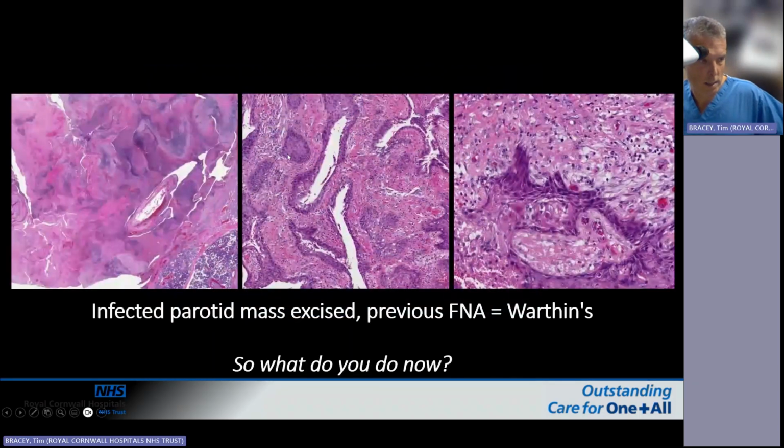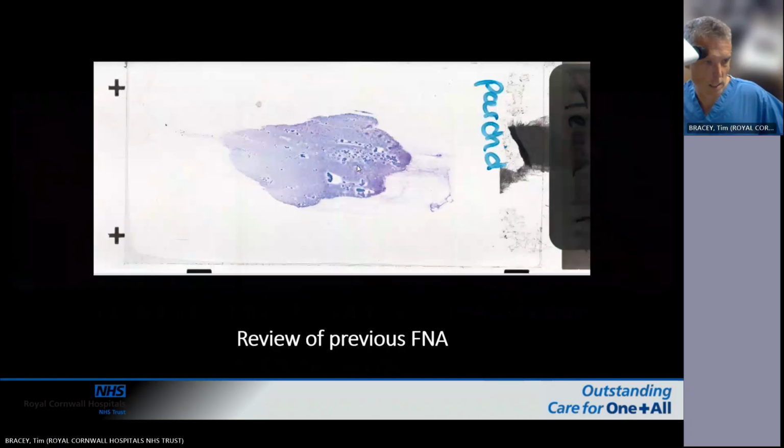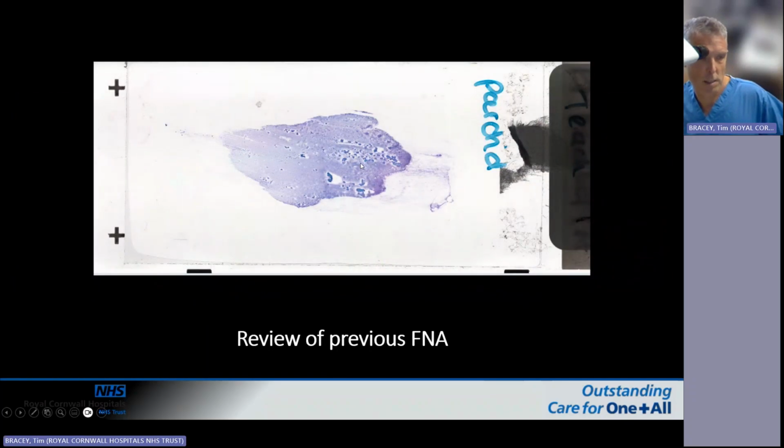But when I cut sections of this, there was a lot of necrosis, and then there was this rather scary looking squamous epithelium, which in areas looked quite infiltrative as well. So what would you do here? Well, my first instinct was to just check that we hadn't misdiagnosed the previous parotid FNA.